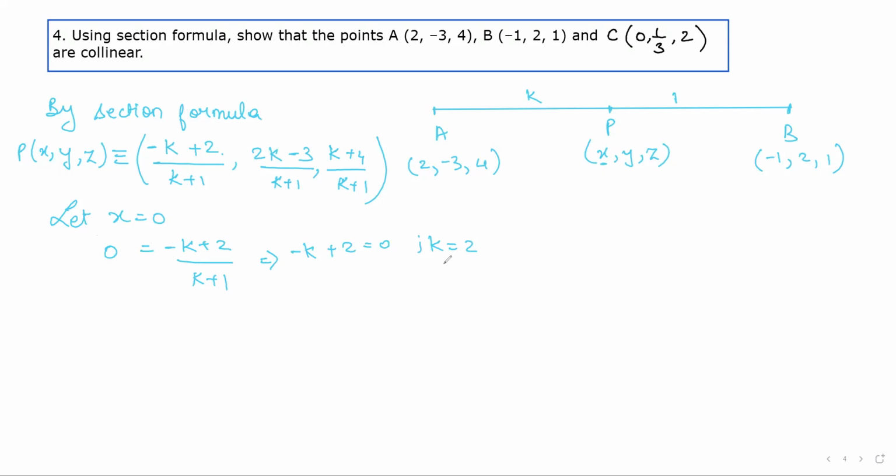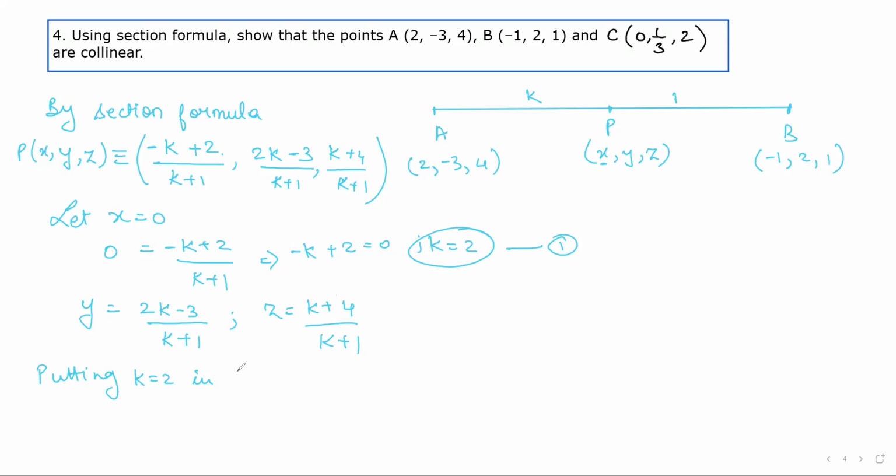Now, what happens if you substitute this k in the second and the third equations? The second equation would be y is equal to (2k minus 3) upon (k plus 1), and z is equal to (k plus 4) upon (k plus 1). Putting k equals 2 in these equations. This is your second equation and this is your third equation.